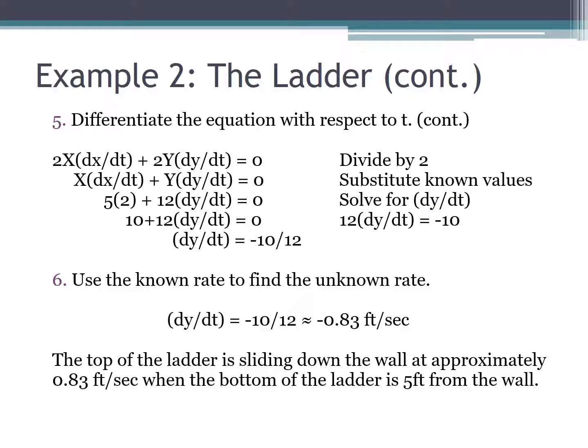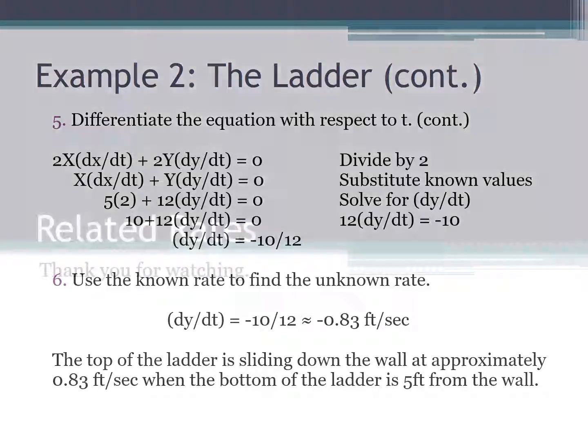The top of the ladder is sliding down the wall at approximately 0.83 feet per second when the bottom of the ladder is 5 feet from the wall.